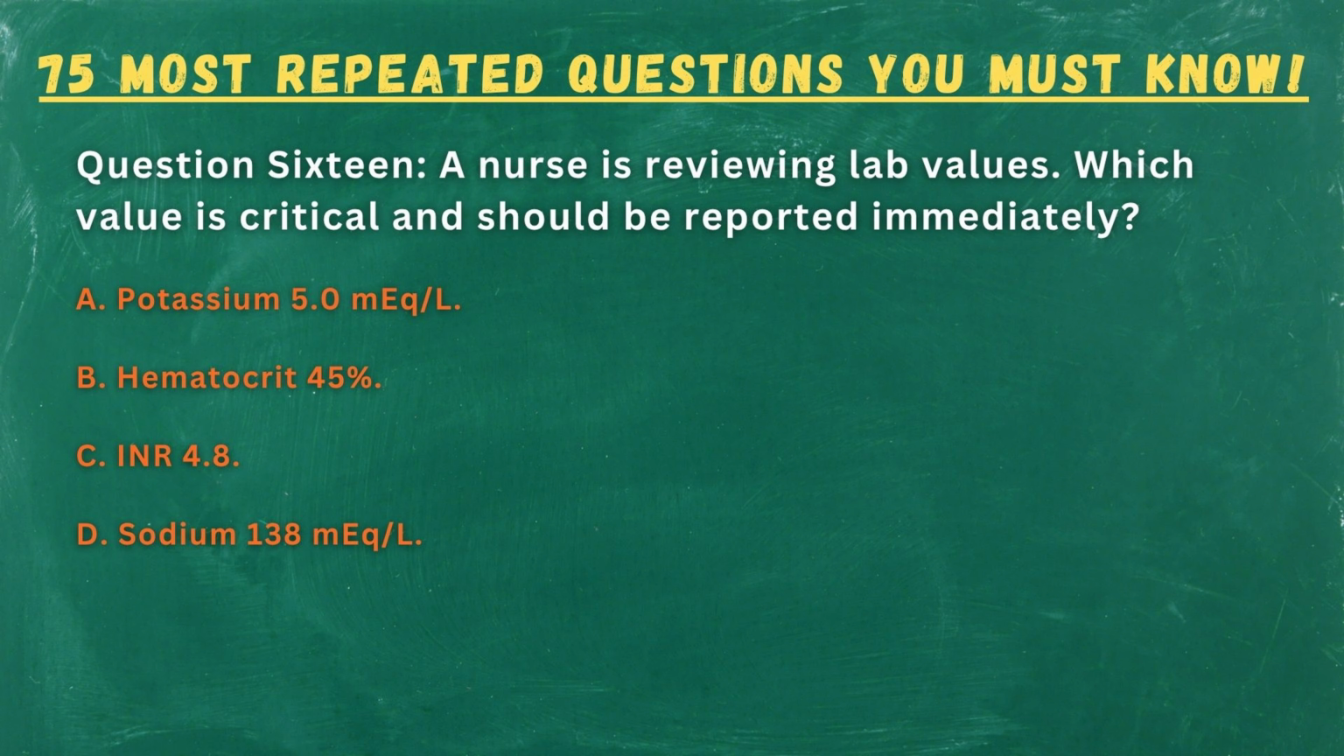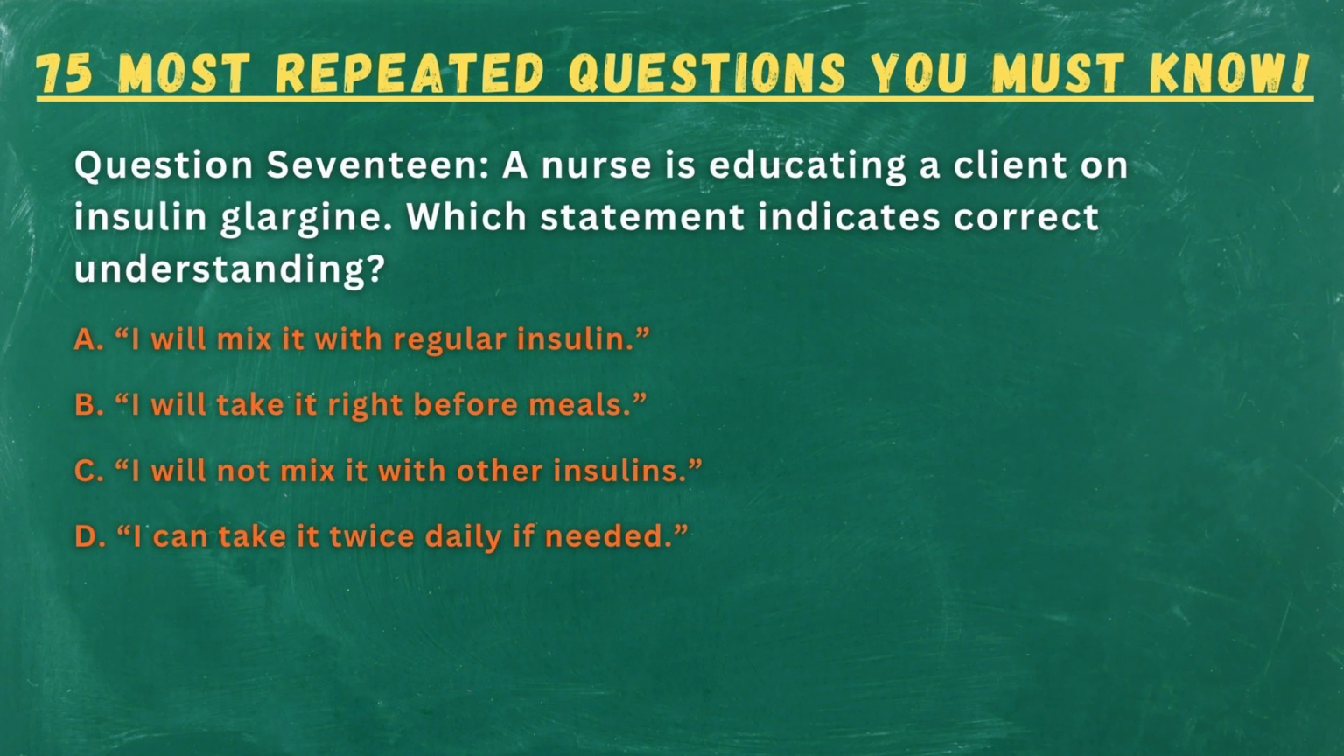Question 16. A nurse is reviewing lab values. Which value is critical and should be reported immediately? A. Potassium 5.0 milliequivalents/L. B. Hematocrit 45%. C. 4.8 (as transcribed). D. Sodium 138 milliequivalents/L. Answer: C. 4.8.